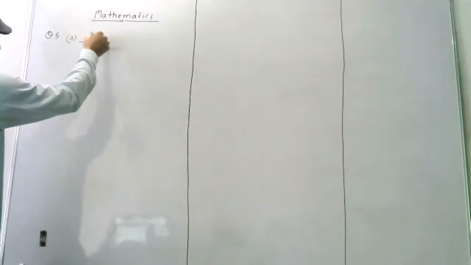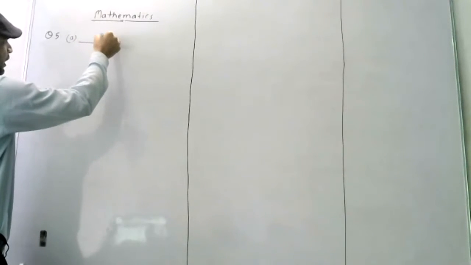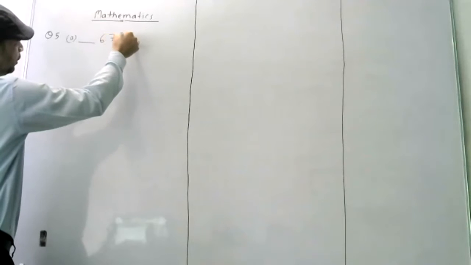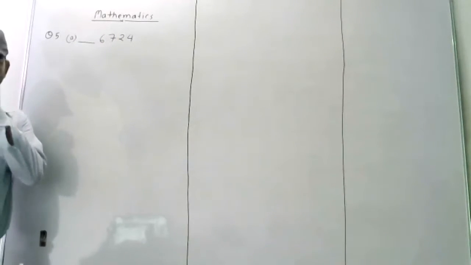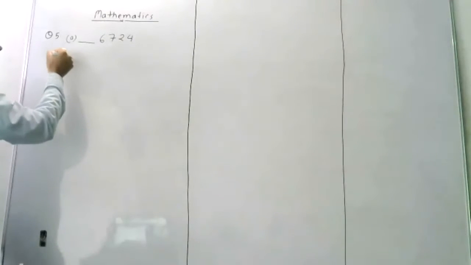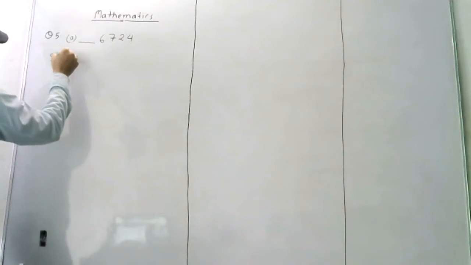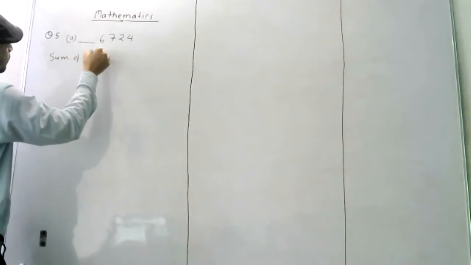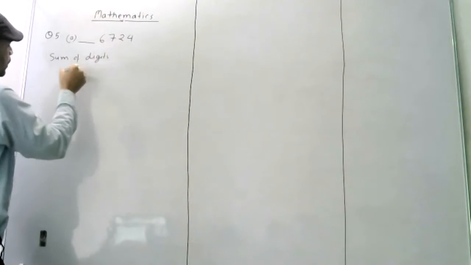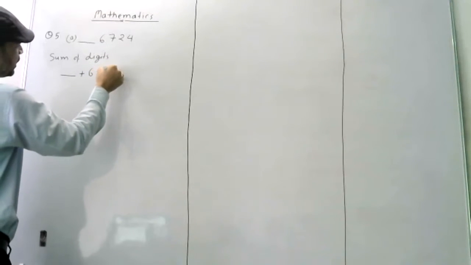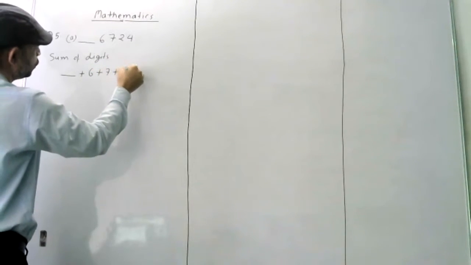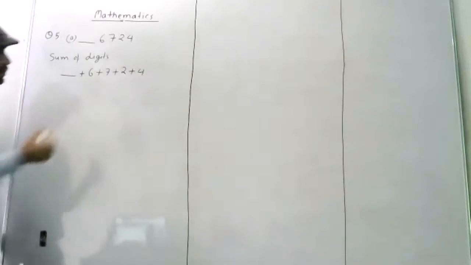A portion, dash blank place. This is a blank place. And digits 6, 7, 2, 4. So here the sum of digits is blank plus 6 plus 7 plus 2 plus 4.